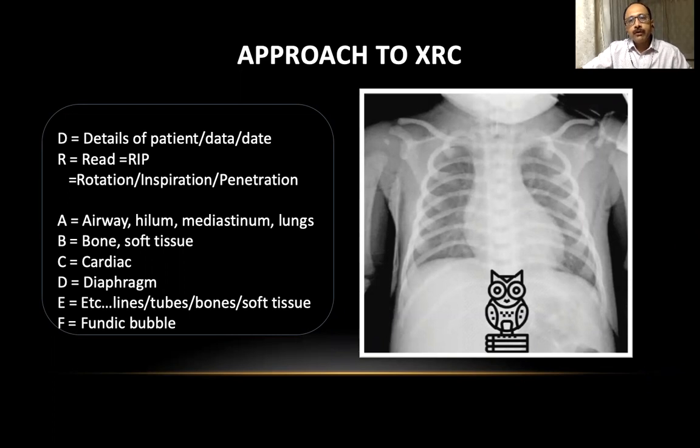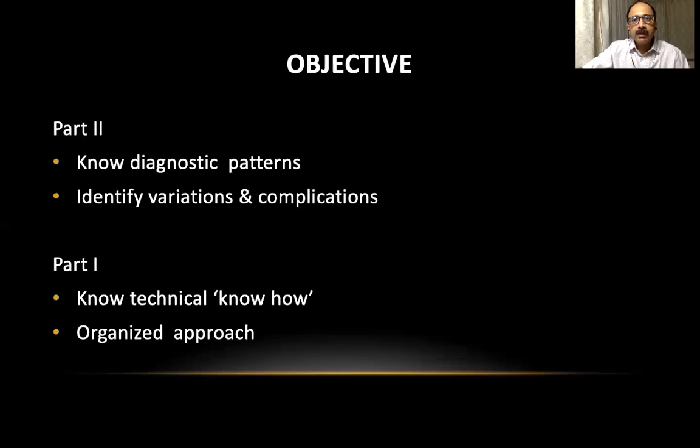bones and soft tissues, followed by size, shape, position of the cardiac silhouette, looking at the domes of the diaphragm, not to miss the costophrenic and the cardiophrenic angles, and then look at etc. with which the baby was not born with. And we said we would look at lines, tubes, catheters, and lastly, we would look at F, and that is the fundic bubble. So now I won't go into all of these, but focus in this session on diagnostic patterns that you would come across for common medical and surgical lung diseases and identify variations and complications arising thereof.